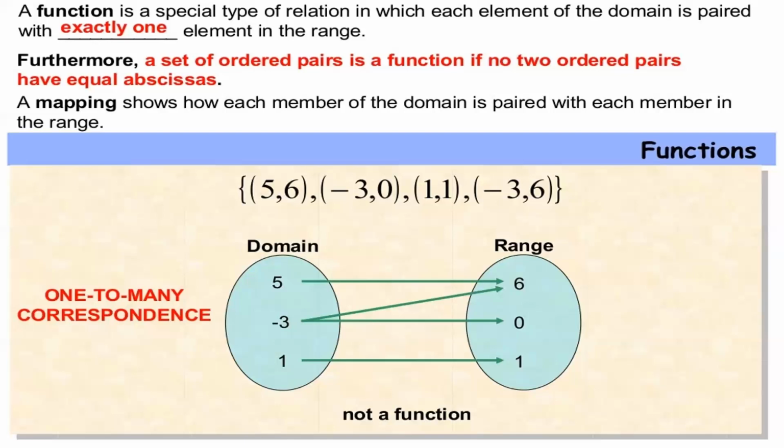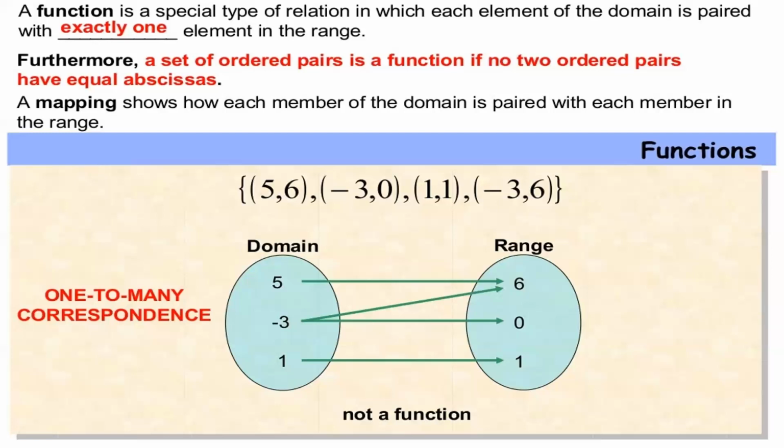And then do the mapping. We have 5. Our 5, the corresponding value of 5 in our range is 6. And then the corresponding value of -3 is 0. The first -3 is 0. And the corresponding value of 1 is 1. And then the other -3, the corresponding value is 6.